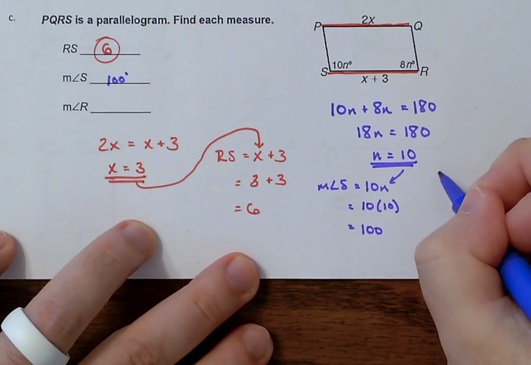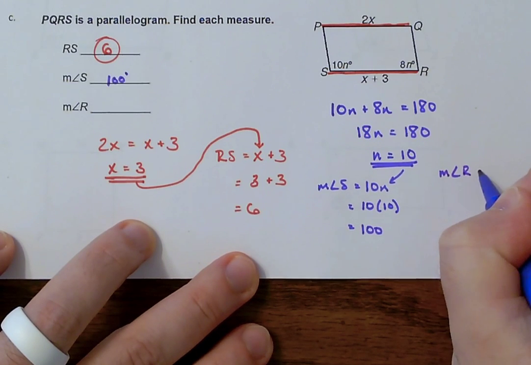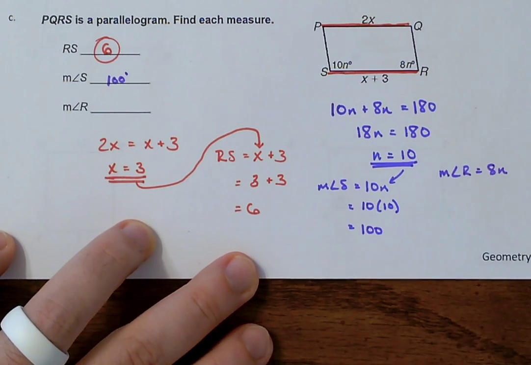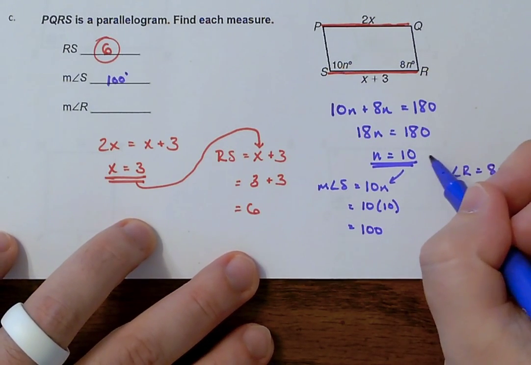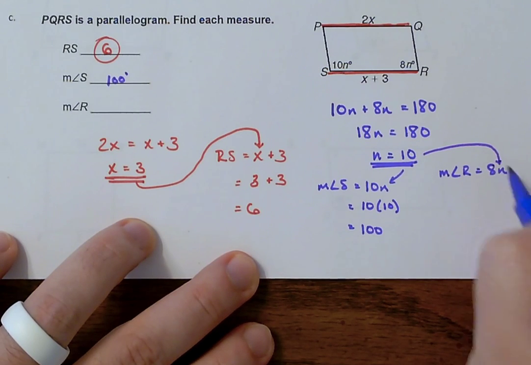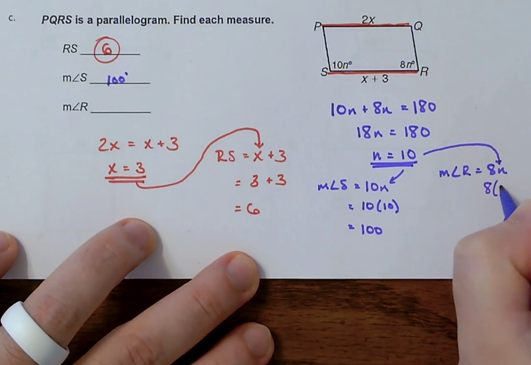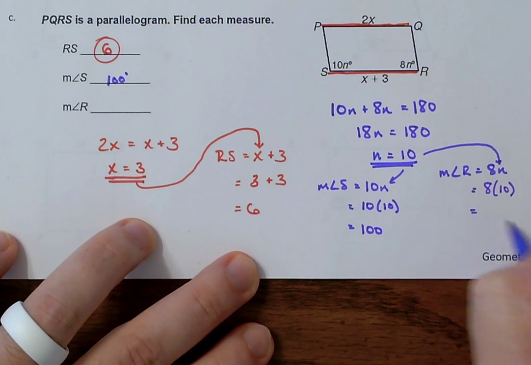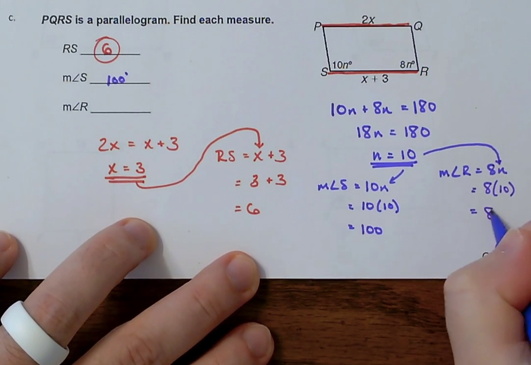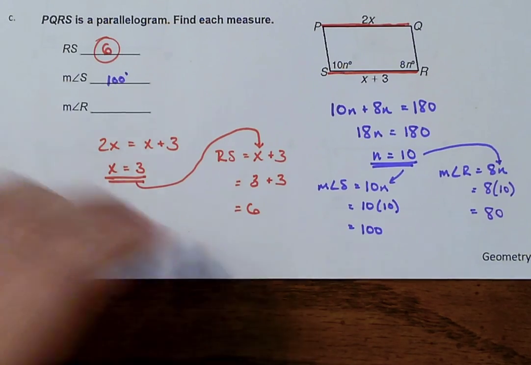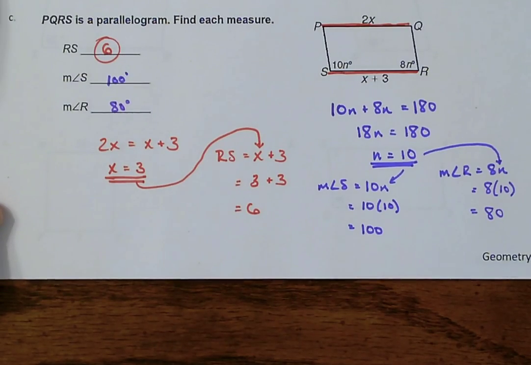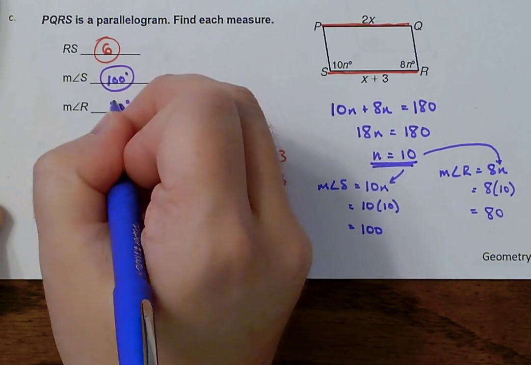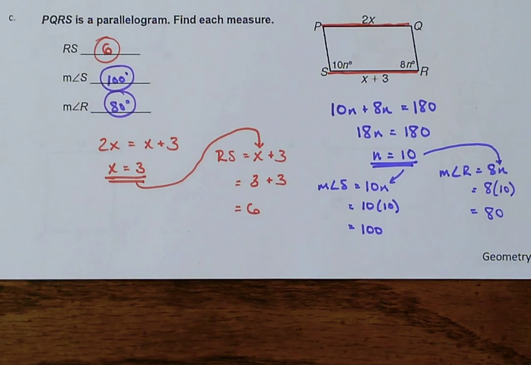Now to figure out the measure of angle R, that expression is 8n. And we found that n equals 10, so we're going to plug 10 in for n. So we're going to have 8 times 10, and 8 times 10 is going to give me 80. So that means that the measure of angle R is 80 degrees. And I have successfully found each measure they wanted me to find.